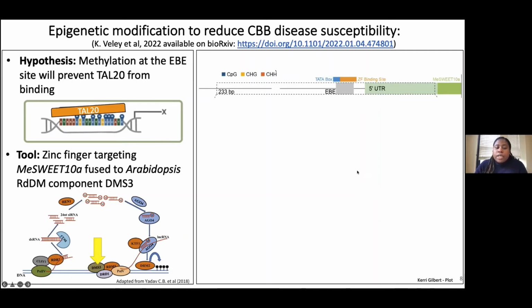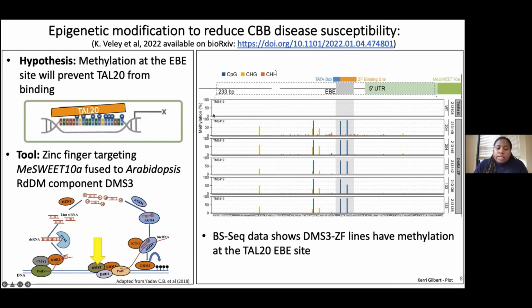Okay, so first I'll show you how Kira has developed two different lines using this tool. We'll be looking at some bisulfite sequencing data to look at methylation in the two different lines that she generated. Just to orient you, we'll be looking at the me-sweet-10A 5' UTR area, specifically the EBE, which will be highlighted with this gray box. And along this axis, we're looking at the amount of methylation.